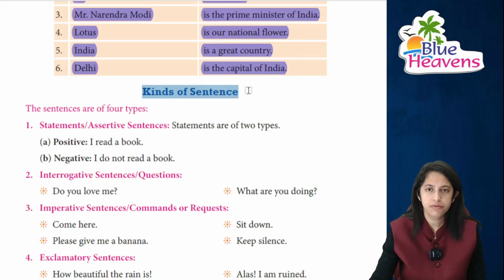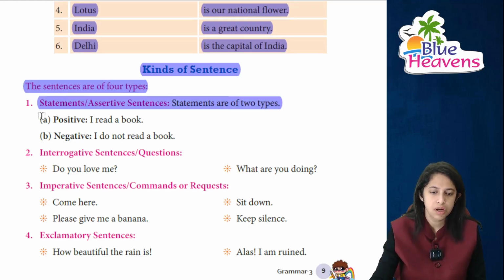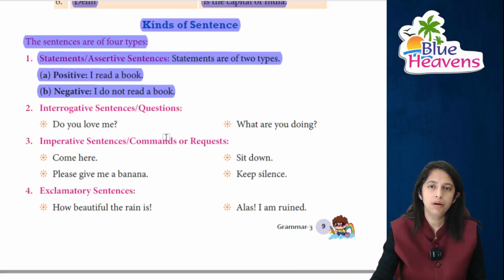Moving on to the kinds of sentences. The sentences are of four types. First is statement or assertive. ये दो types के होते हैं. First is positive and negative. These statements are of two types. Positive means I read a book. मैं book पढ़ती हूँ. Negative, I do not read a book. You just have to place not in between, right?